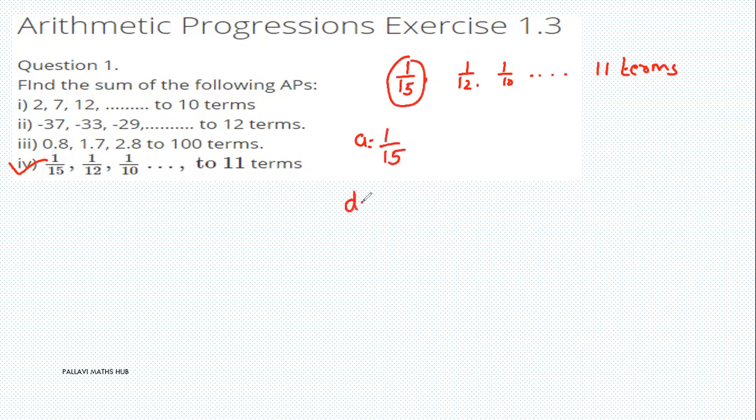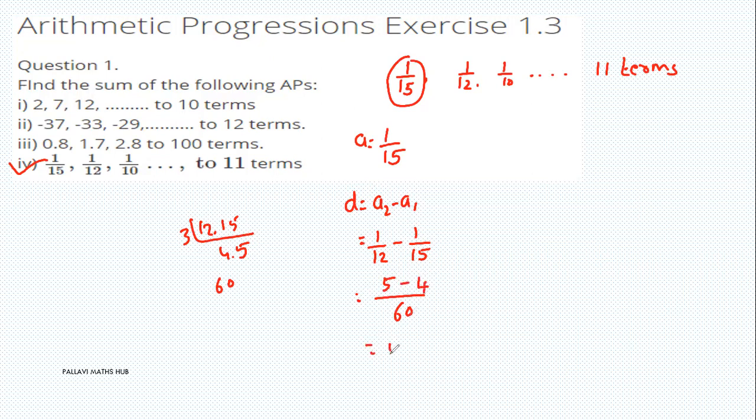The value of d is a2 minus a1. a2 is 1 by 12 minus a1, which is 1 by 15. So take the LCM of 12 and 15. 3 4s are 12, 12 5s are 60. So the LCM is 60. You will get 5 minus 4, so 1 by 60. The value of d is 1 by 60.